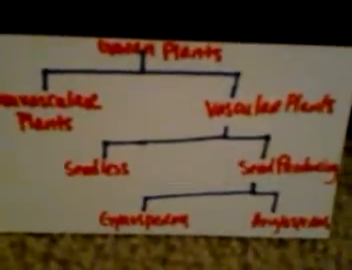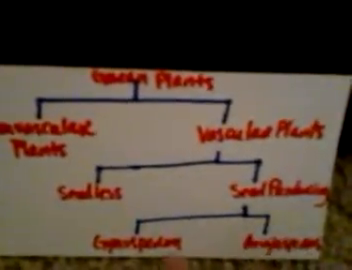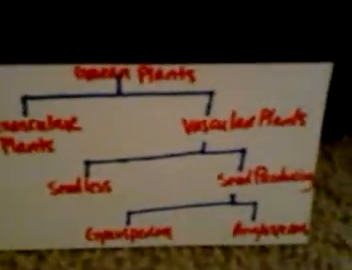And that's about it for plants. Once again, we went over green plants, non-vascular plants, vascular plants, which go into seedless and seed-producing, and the seed-producing go into gymnosperms and angiosperms. That's it.